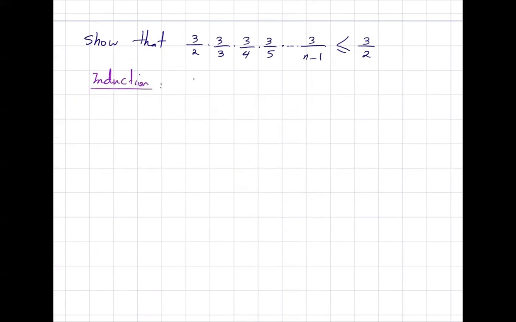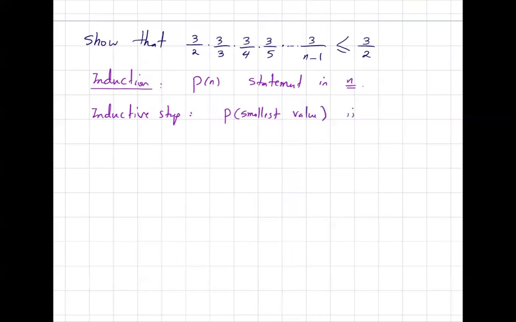In the method of induction, if you have P(n), which is just a statement in n, we start with the base step. The base step is using the smallest value in the domain and showing that it is true for that smallest value. For example, P of 1 or P of 2, or any number that is the smallest value in the domain, P of the smallest value is true.